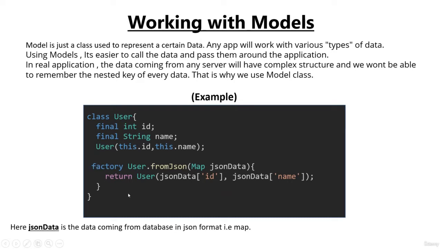And this factory function is nothing but a way to transform the map data coming from outside, and then return an object of this class. In simple words, from Firebase or from the API, we get map data. That map data we will send here, that is User.fromJson, and then it will return an object. That's it.